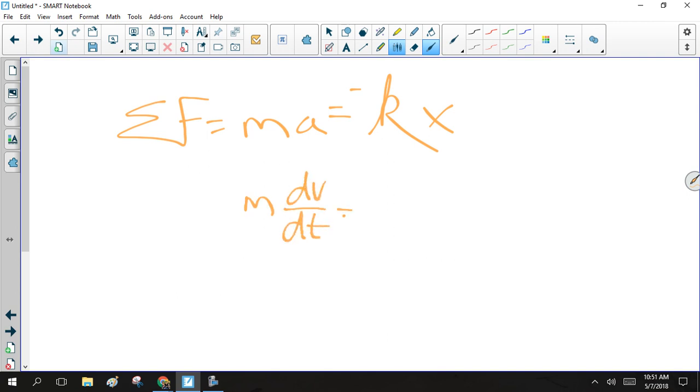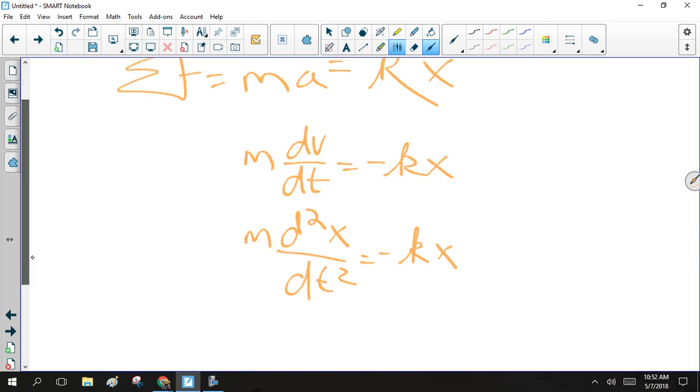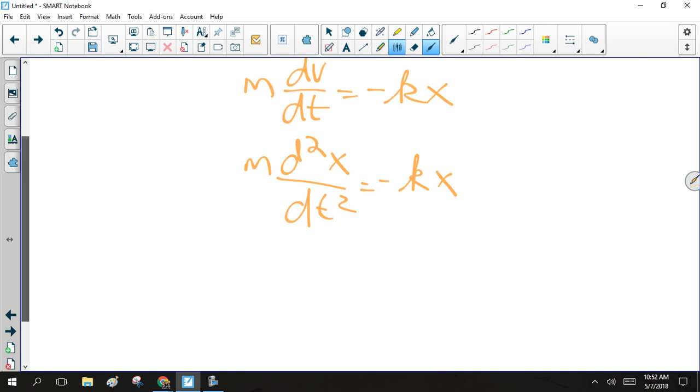You should have m dv/dt equals negative kx. Is that one of the choices? Nope, that is not one of the choices. So let's take another derivative. Taking one more derivative gives us, I always forget where the 2's go. This is just saying the second derivative of position, right? Good, you guys, or no? Any problems?